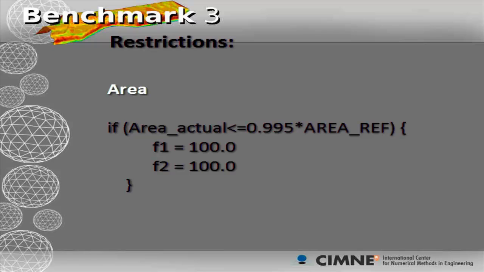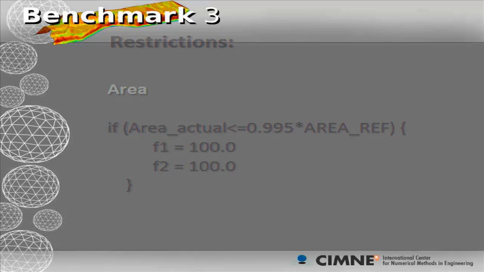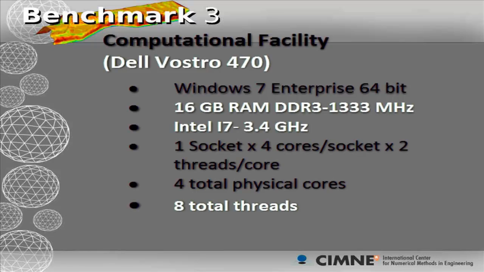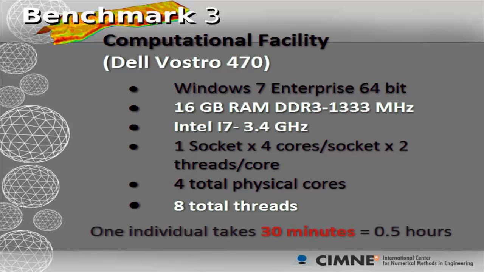To highlight this and penalize the individual, the final area is to be checked, leaving it at 0.5% margin respecting the area given as a reference. The ideal computer to perform this optimization is a regular desktop PC with an i7 processor that allows to run 8 threads at the same time. In this computer, a case or individual takes 30 minutes to calculate.